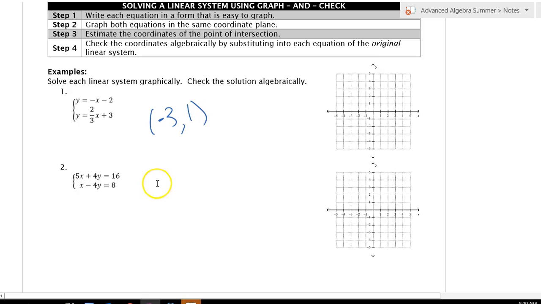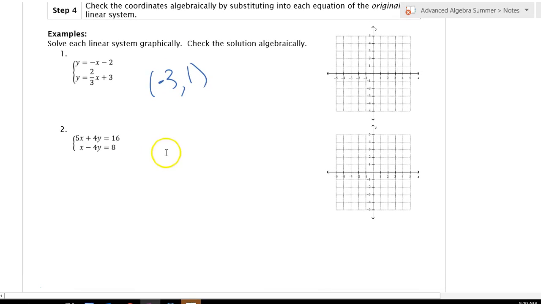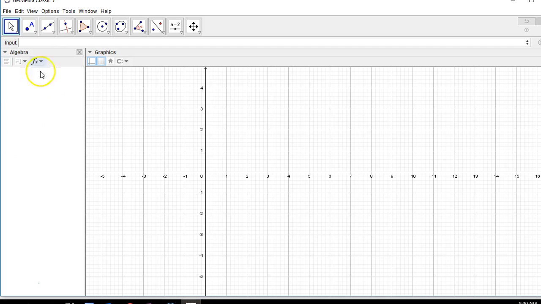So moving on from there, at this point, what we want to do now is we have a different equation that's going to be in standard form. But what's nice is GeoGebra can actually handle that as well. So we have 5x plus 4y equals 16. So I deleted what I had here. So 5x plus 4y equals 16.